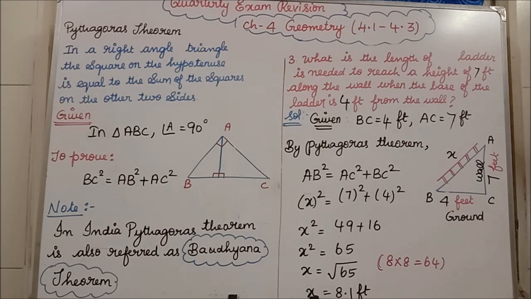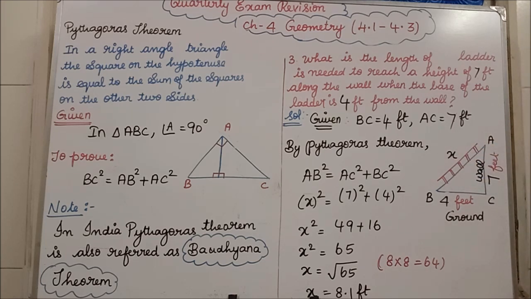After understanding, you yourself have to draw the diagram. After drawing, you have to see which is the hypotenuse side, which is the opposite side, and which is the adjacent side. Clear? Now, what is the length of the ladder? Here for this ladder we have to find the length. To reach a height of 7 feet along the wall, so the wall height is 7 feet. When the base of the ladder is 4 feet from the wall, from the wall 4 feet away we are placing the ladder against the wall. Okay, we have to find the length of the ladder.